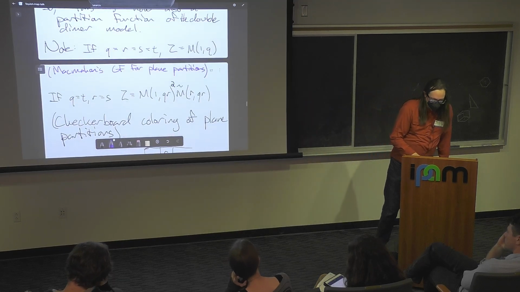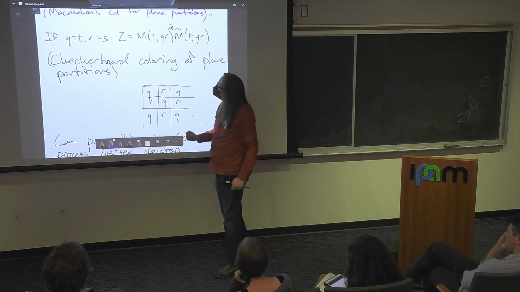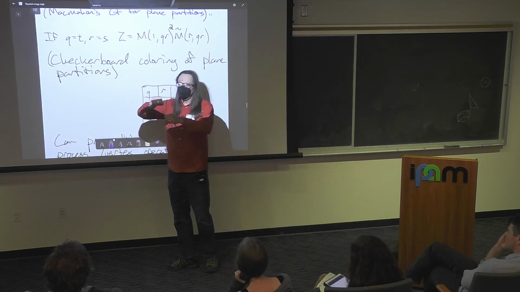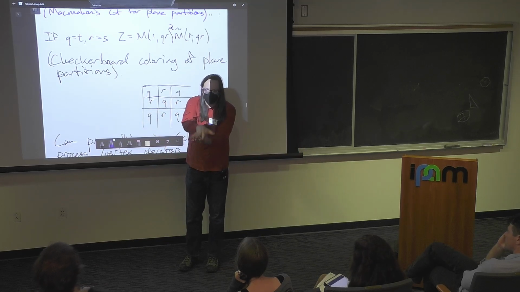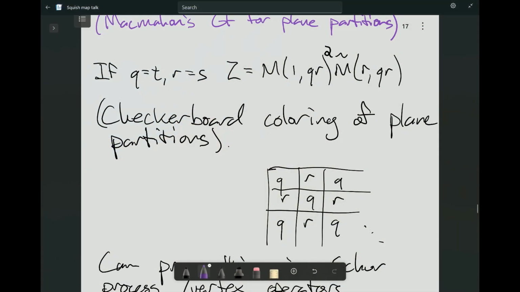You can do something a little bit less brutal if you set some of the variables equal. So Q equals T and R equals S. This is like forgetting the checkerboard striations out in the Z direction. So this is just a regular, ordinary checkerboard now on the floor. And there's a 2-variable generating function. It counts plane partitions.